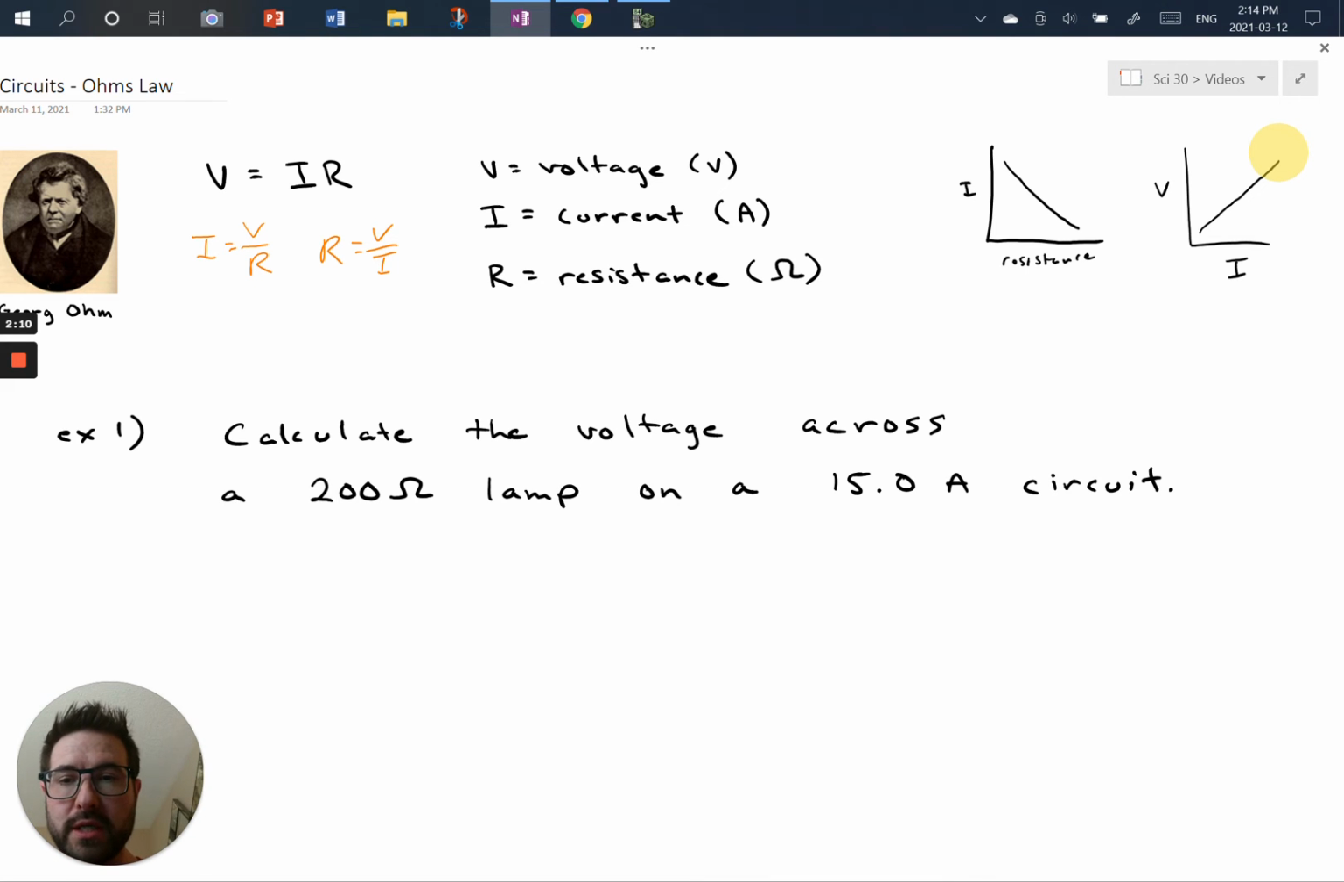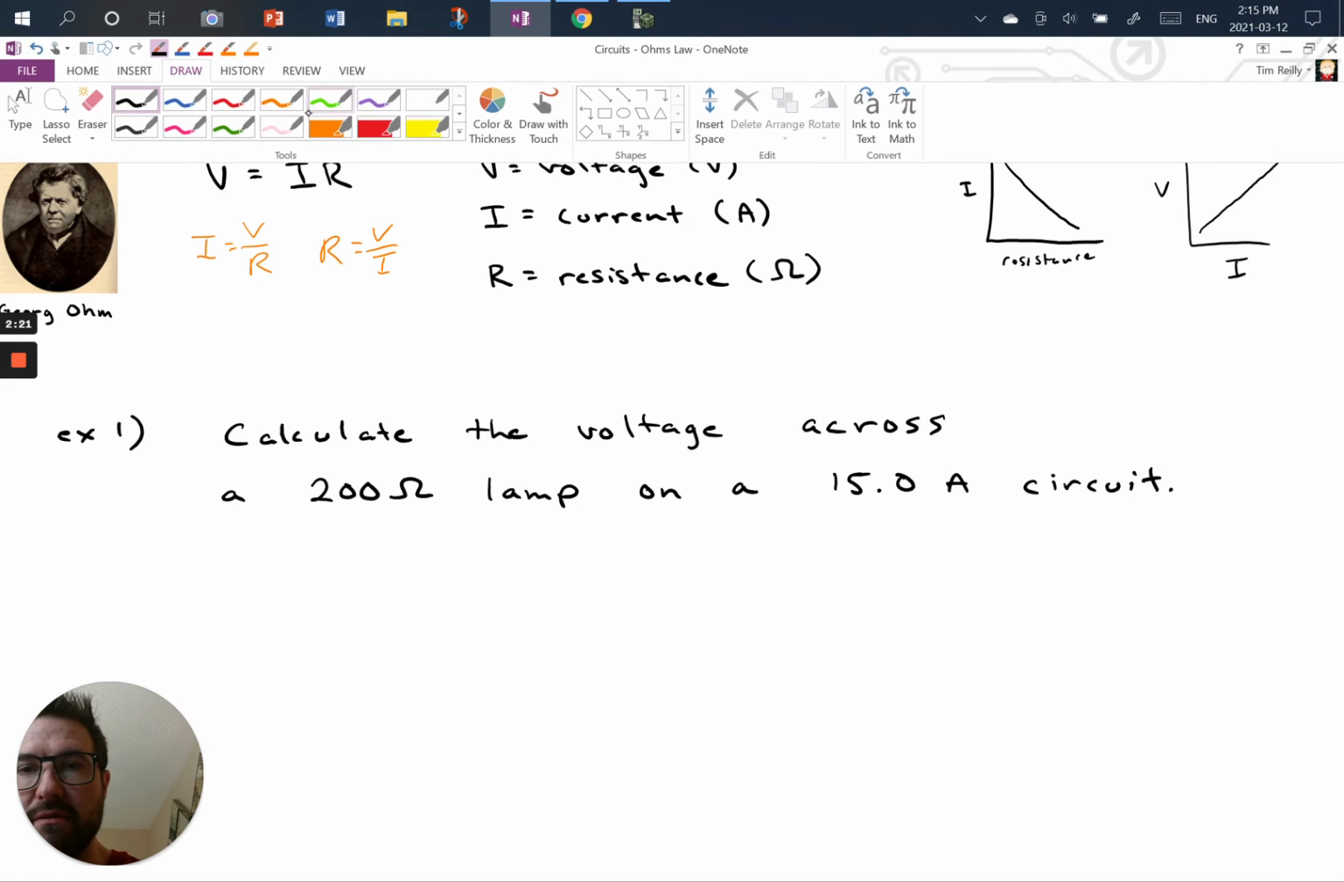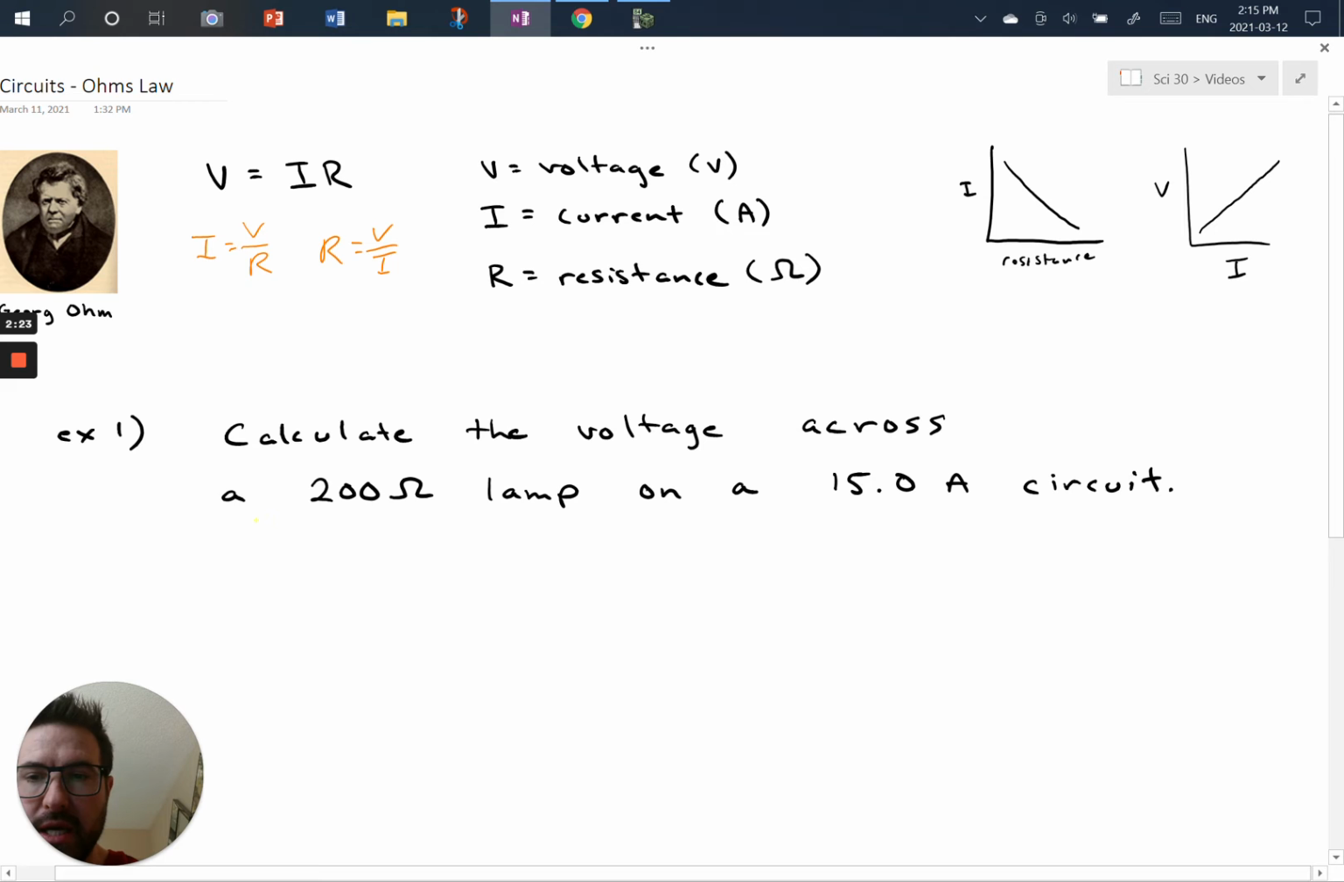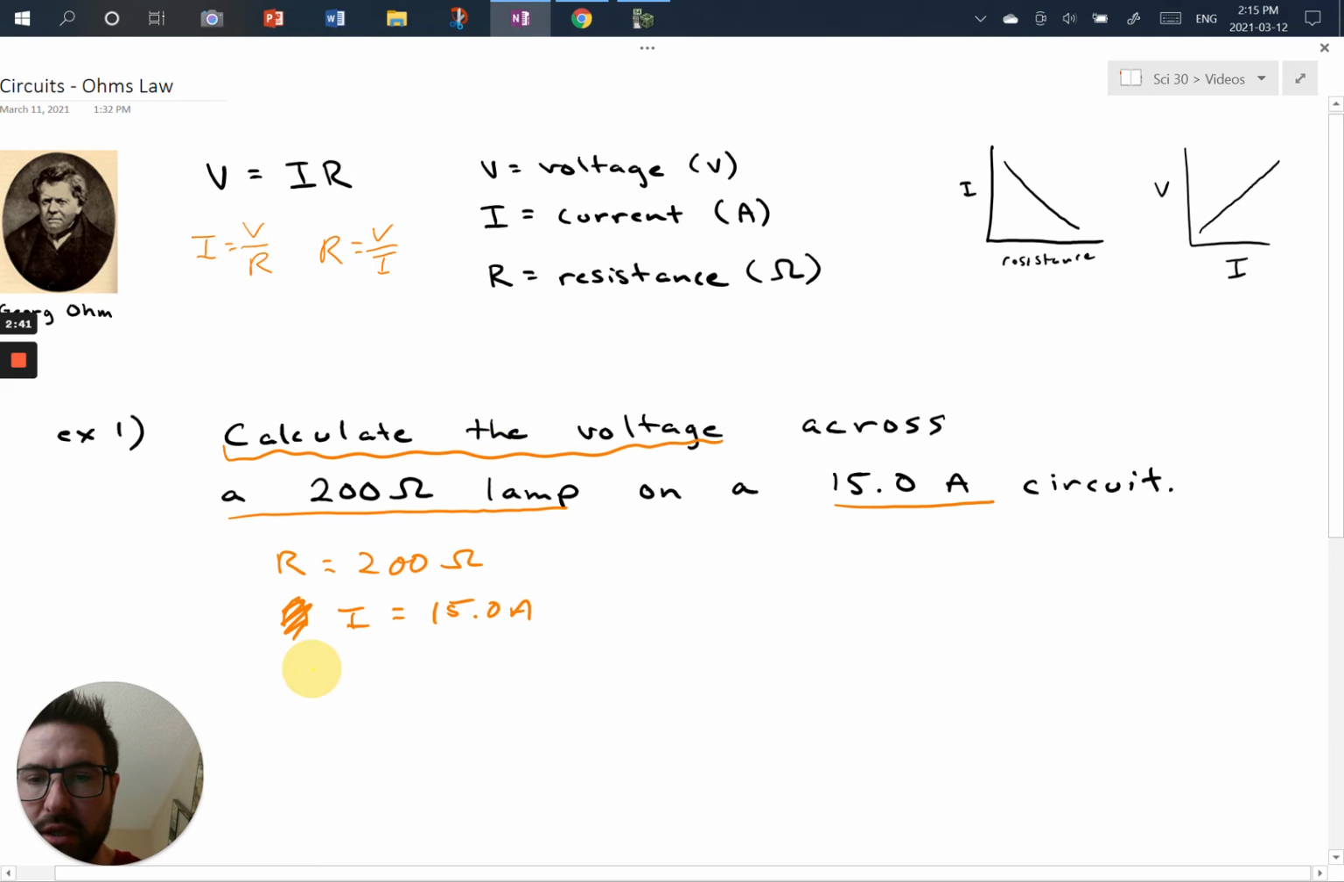So the first one says: calculate the voltage across a 200 ohm lamp on a 15.0 amp circuit. Okay, so let's highlight the information that we have. We have a 200 ohm lamp, so that's our resistance, 200 ohms. We have a 15 amp circuit, so that's our current, I equals 15.0 amps. And then we want to calculate the voltage.